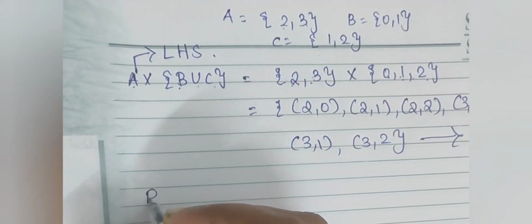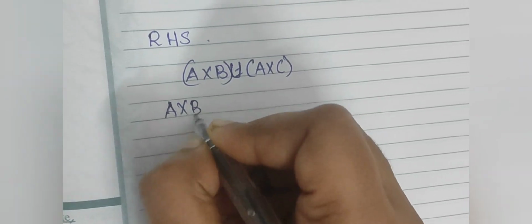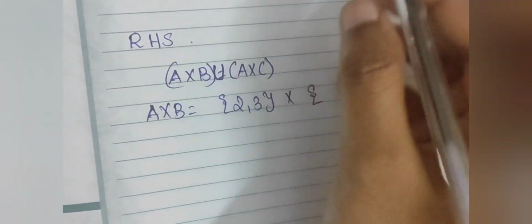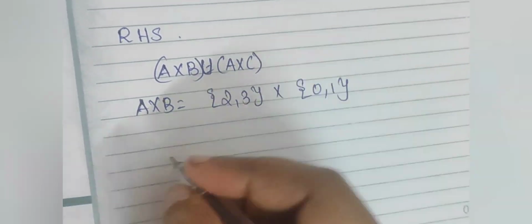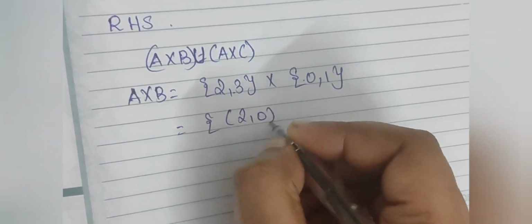Now we have to find the answer for the right hand side, that is (A cross B) union (A cross C). So first let's write the answer for A cross B. Write the values of A, {2, 3}, cross B. Values of B is {0, 1}. So write the final answer for this: (2, 0), (2, 1), (3, 0), (3, 1).